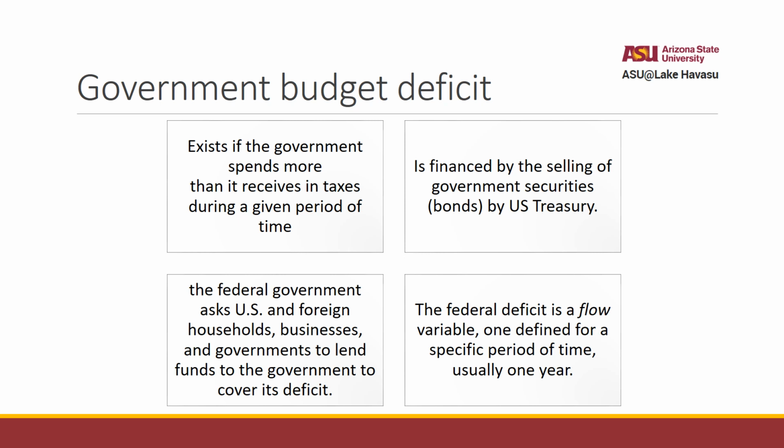This deficit is actually financed by selling government securities, which we call bonds, like the US Treasury bills. The federal government also asks US and foreign households, businesses, and other governments to lend funds to cover its deficit. The federal deficit is a flow variable because it is defined for a specific period of time, usually a year.